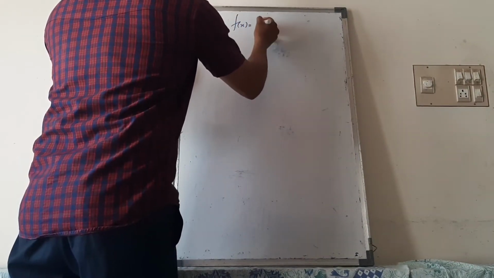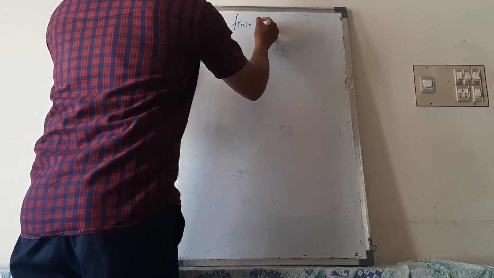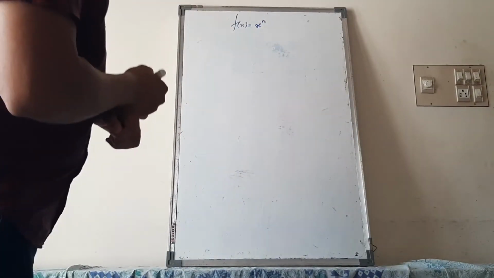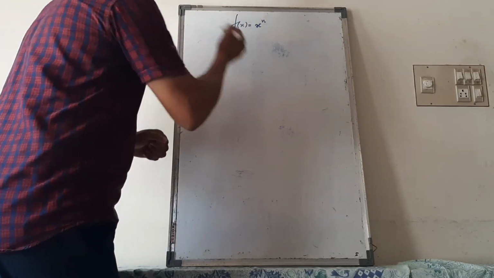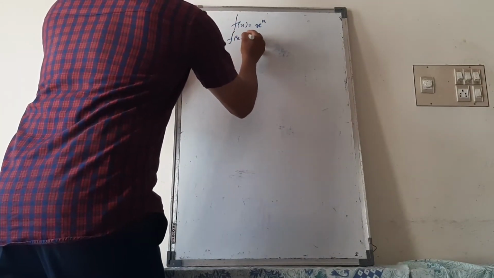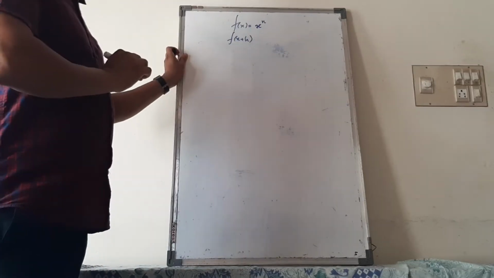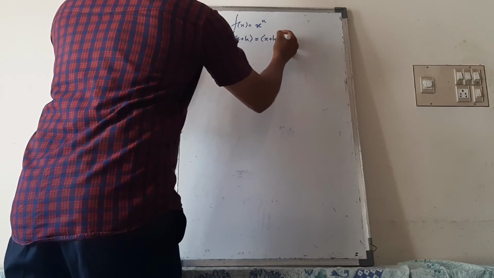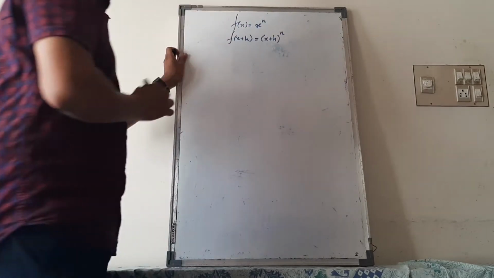First we find the derivative of x raised to n. The function f of x is equal to x raised to n. For finding the derivative of this function, first we find f of x plus h. That means we replace x by x plus h. That is x plus h the whole raised to n.